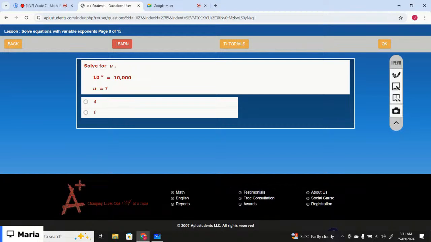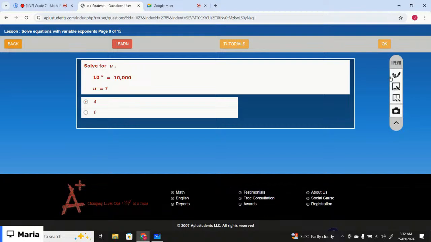Solve for U, which is the correct option? The correct option is U equals 4. Option number 1 is the correct option.